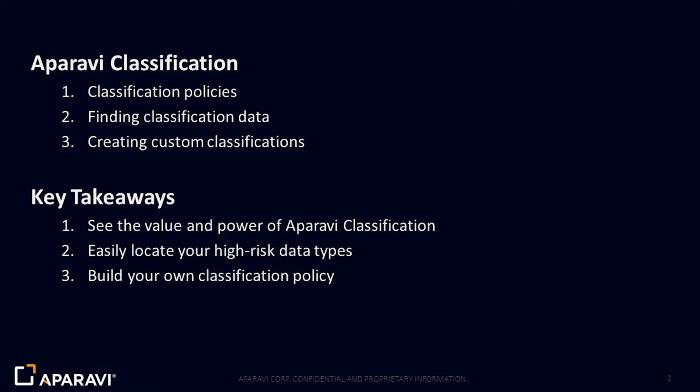So what are the key takeaways? We want to show you how easy the Aparavi classification engine is. So it's the most comprehensive and complete set of global policies in the market today. So we will make sure that you understand how to enable these policies and how to locate your policies. And then, of course, how to locate high-risk data types when it's brought into the system. And then, of course, on the next video here, we're going to show you how to build your own classification policies. So with that said, let's take a look.